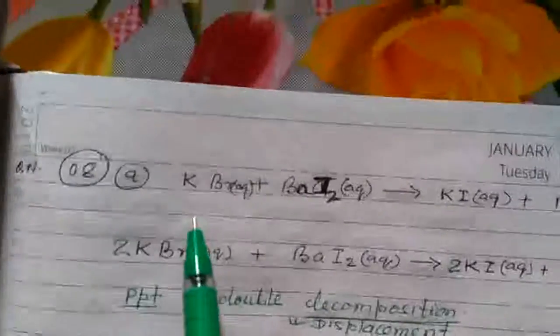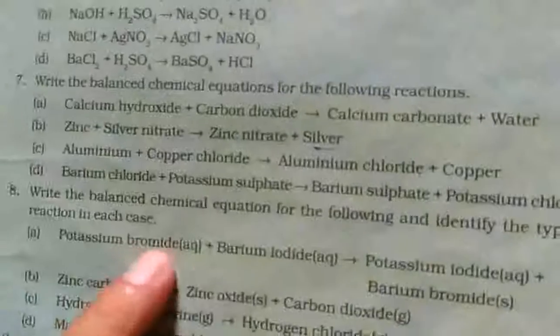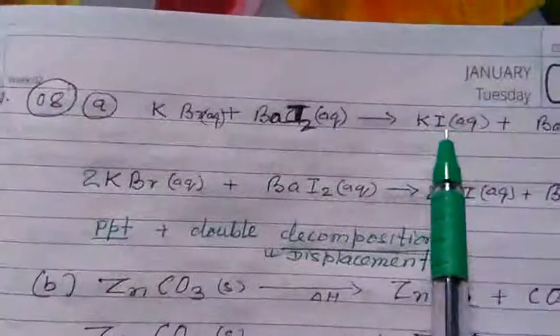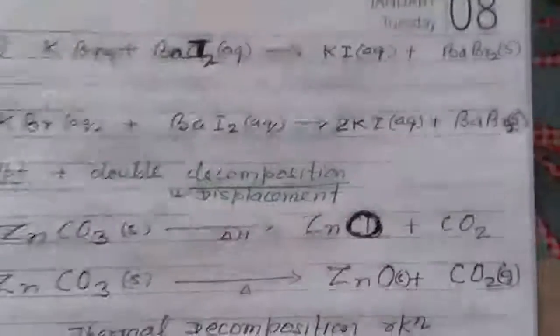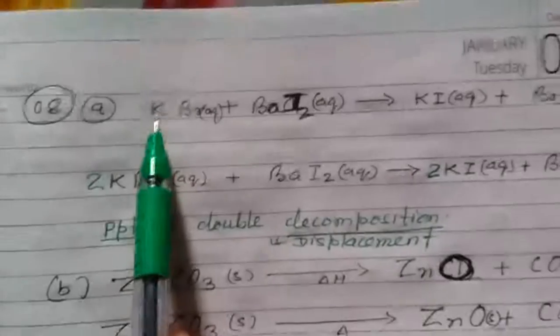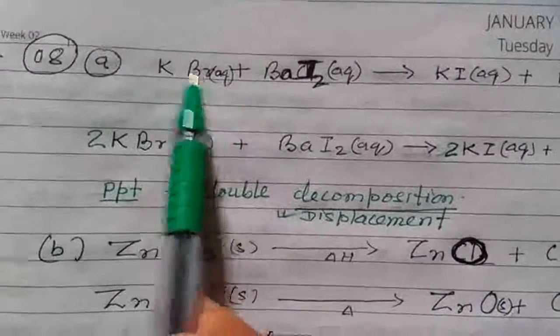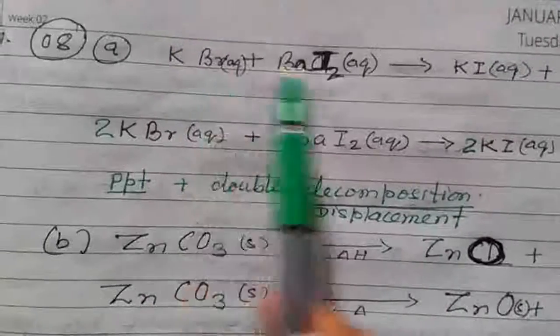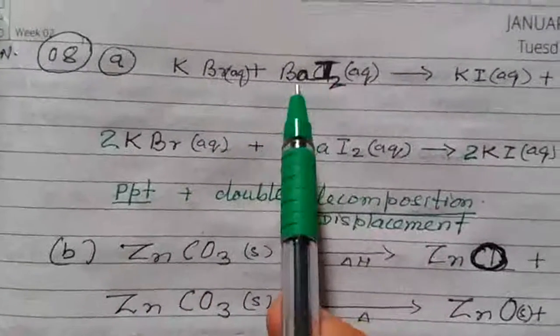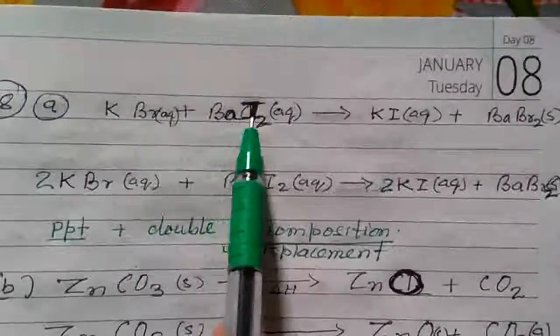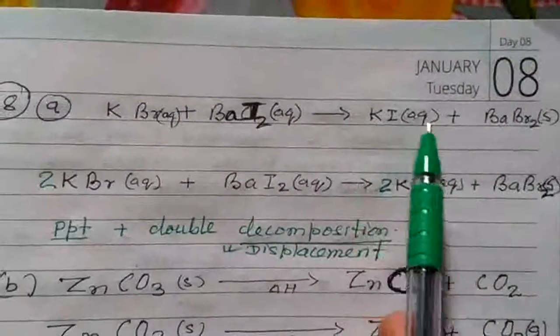First, A: potassium bromide and barium iodide react to form potassium iodide and barium bromide. As we know, potassium is monovalent, barium is bivalent, and bromine is monovalent, so potassium bromide we can write as KBr. Barium iodide: barium is bivalent, iodine is monovalent, so 2 is written here, giving BaI2, and KI.